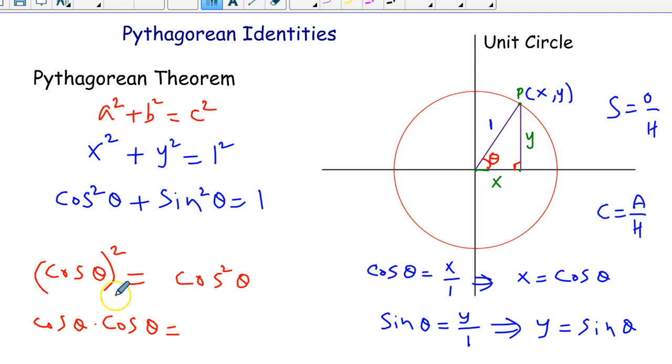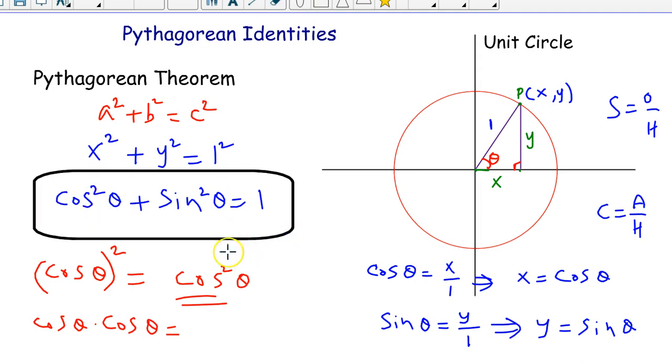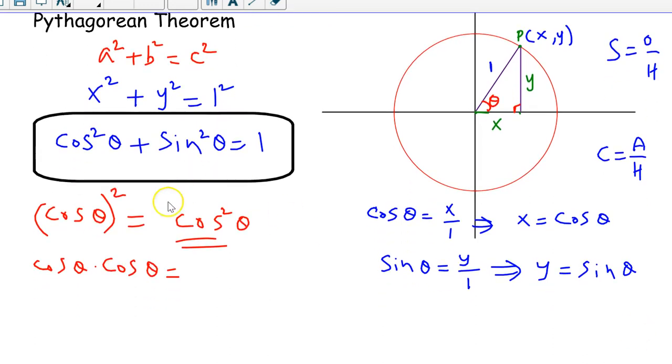You can write it this way or that. This is most convenient. That's why we write it as cosine square theta. And sine also, sine theta whole square is nothing but sine square theta. Hence, this is my first Pythagorean identity. Right? Very, very important. Cosine square theta plus sine square theta is equal to 1. Or sometimes they even write sine square theta plus cosine square theta equals 1. Either way, it is the same.